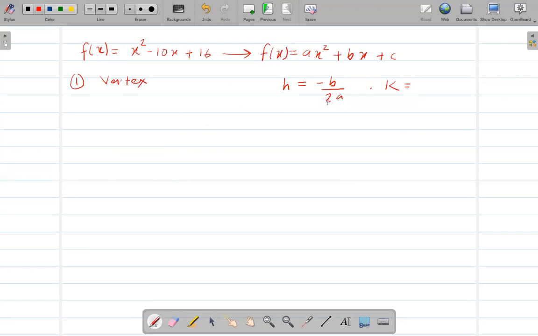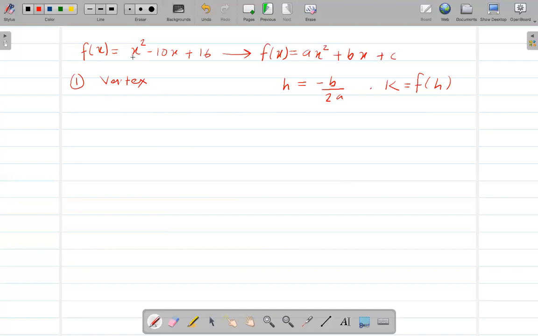All right. So instead of saying x, instead of saying y, let's say f of x. So the k value is f of h. So whatever value we get from here, we're going to take that value and put it here to this x. I'll show you that later. So first, let's find the vertex.